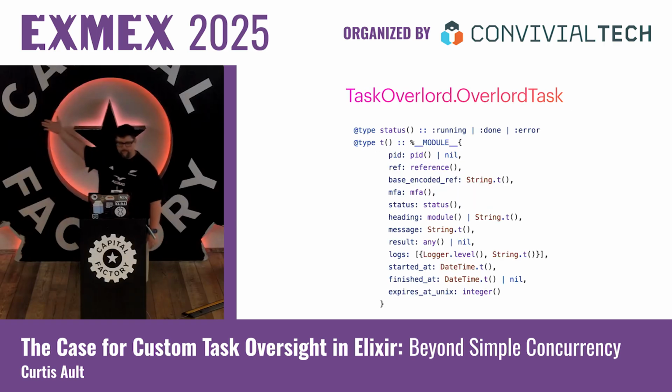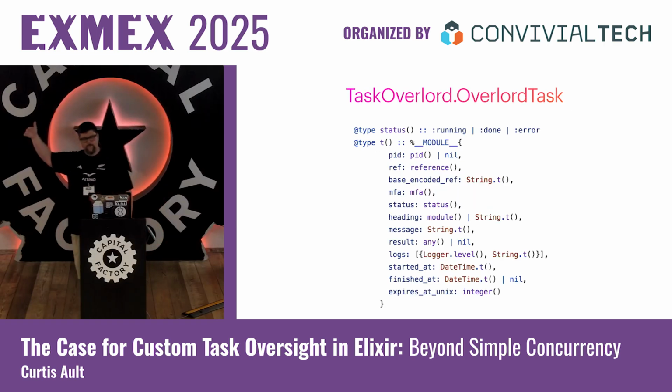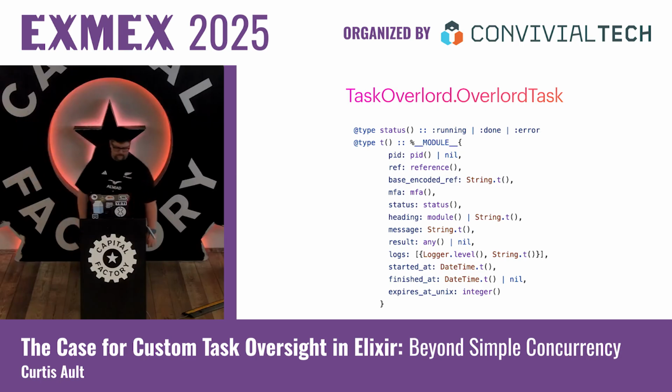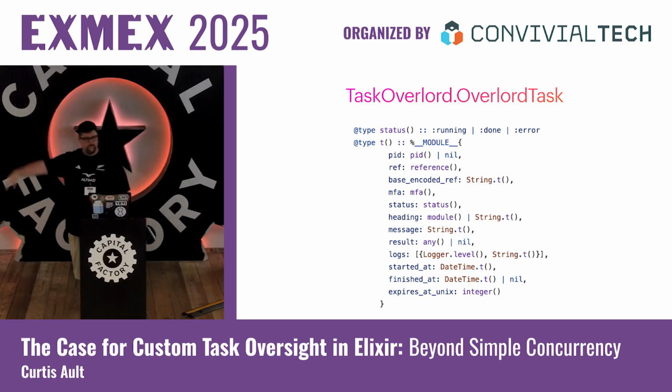So why not extend it a little bit? Why not base encode the ref to create a unique identifier so that you can subscribe to it and then get real-time updates on your UIs? I also added a status type and some other metadata, like the message, the results, started, finished, and an expiration, because you don't want it hanging around on your dashboard forever, so you can set an expiration if you want.